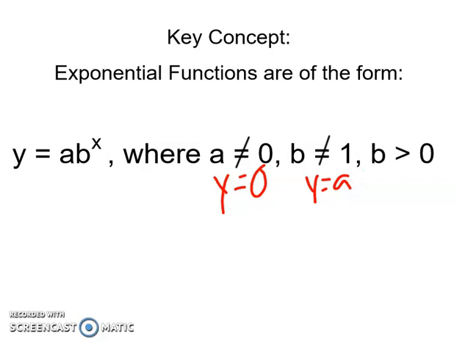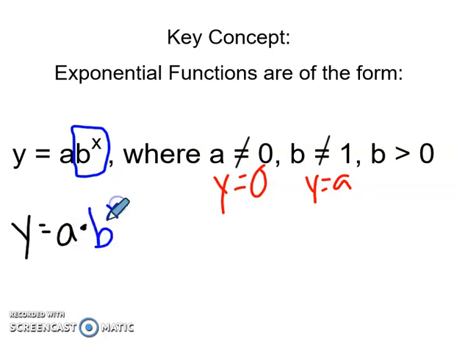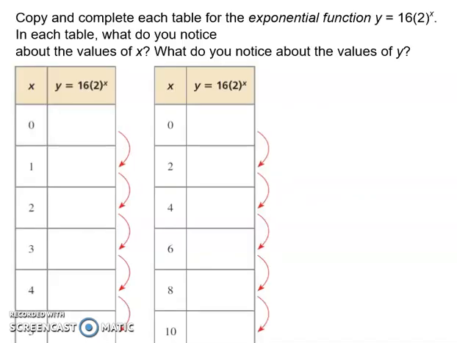Now, a key component is that the x power is only attached to b. We call b our base. So we can sometimes see this written as y is equal to a times b to the x. Again, the xth power is only attached to our b value. So let's show this in a couple of different examples.